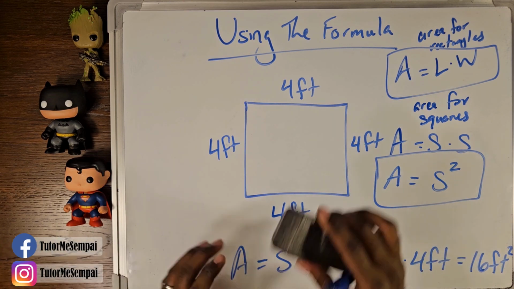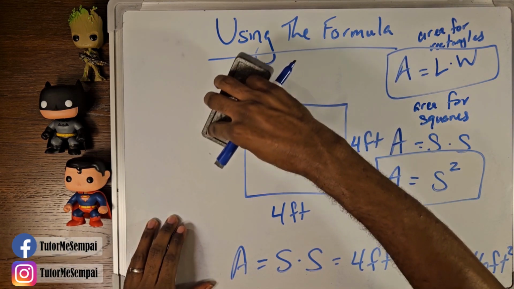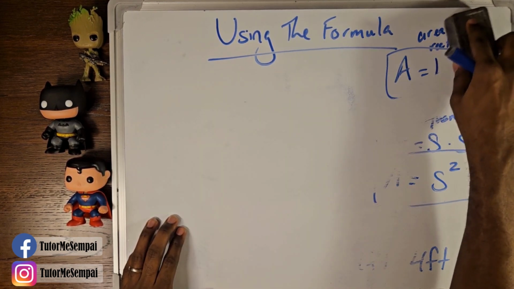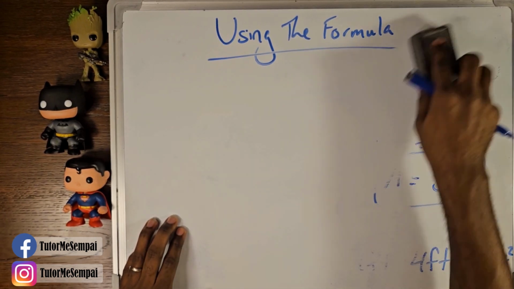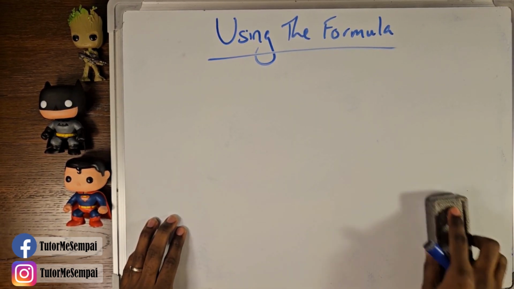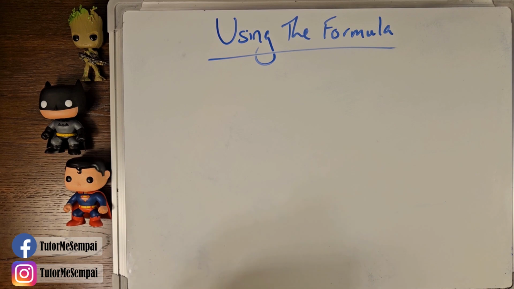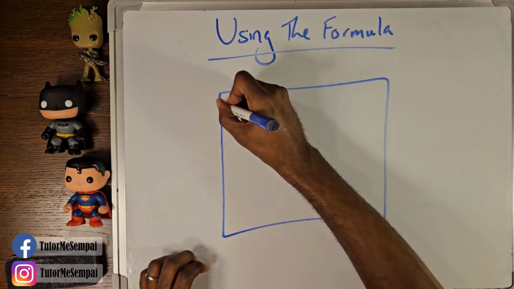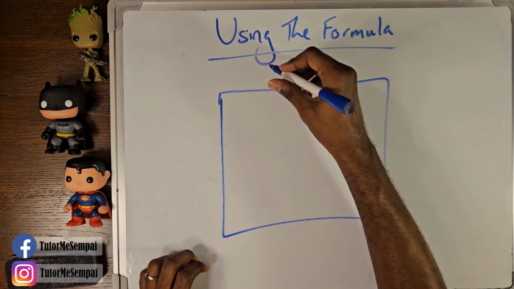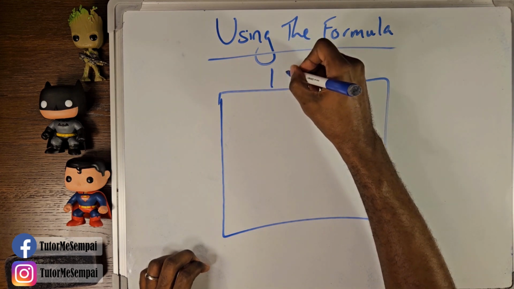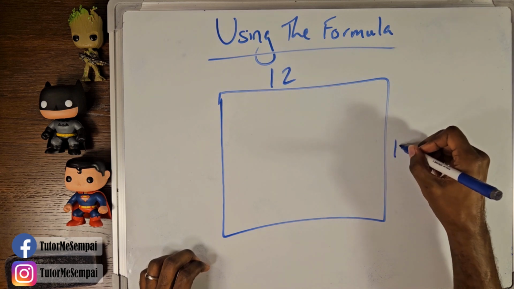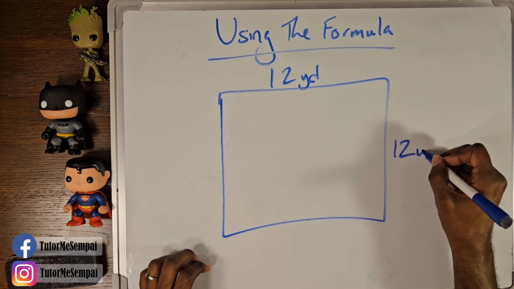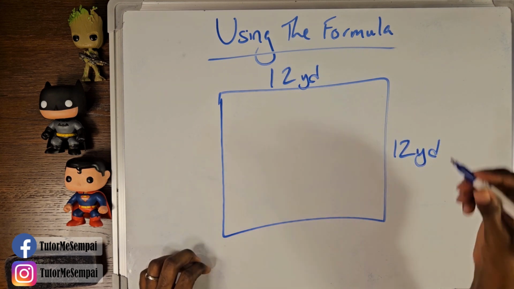So let's get some more numbers out here. Let's say we have a different square here. I'll just erase everything. Instead of a 4x4, let's say our square was a bit bigger. And it was, let's say, 12 by 12. And this is going to be yards. 12 yards by 12 yards.